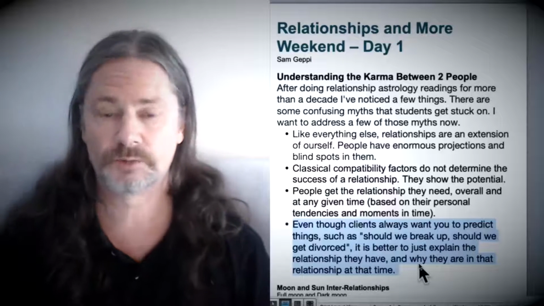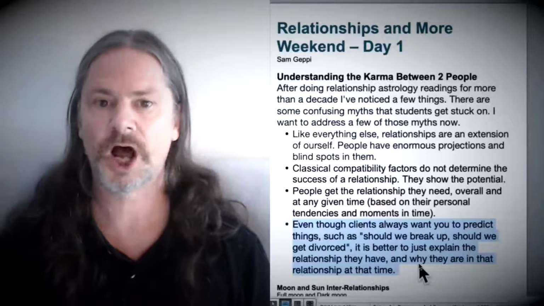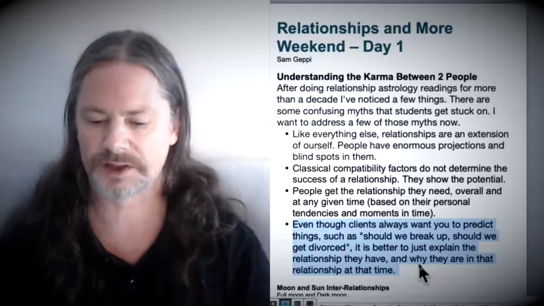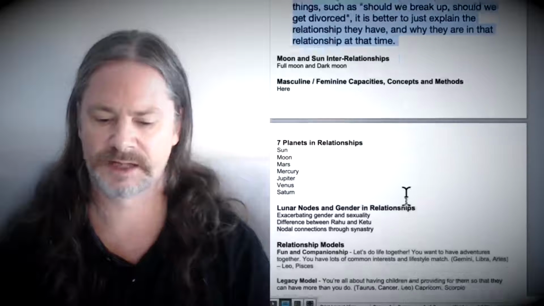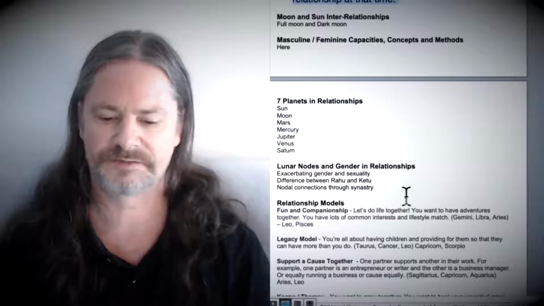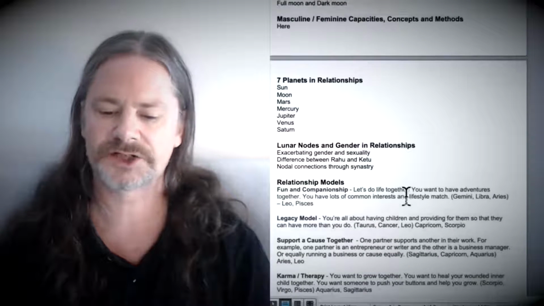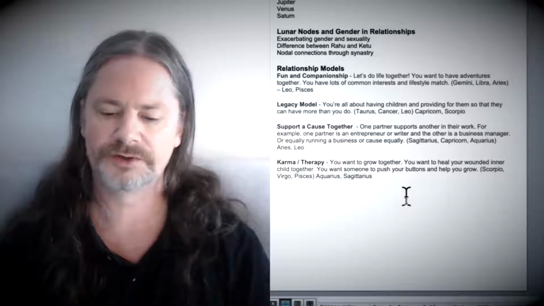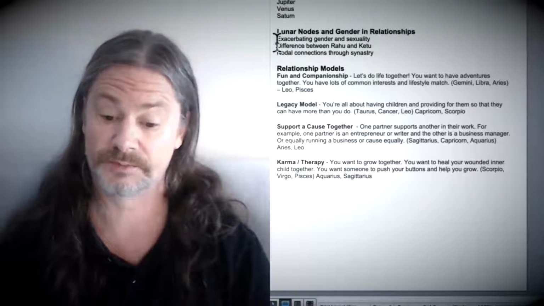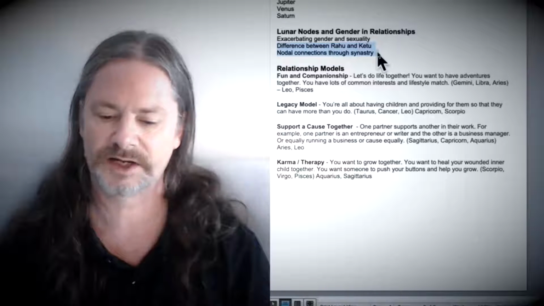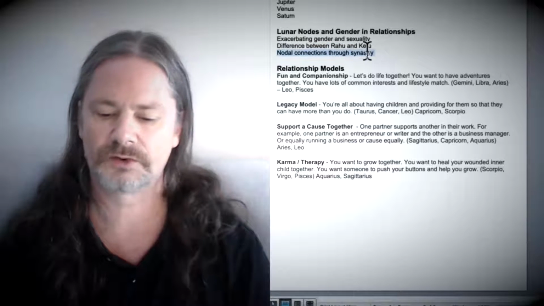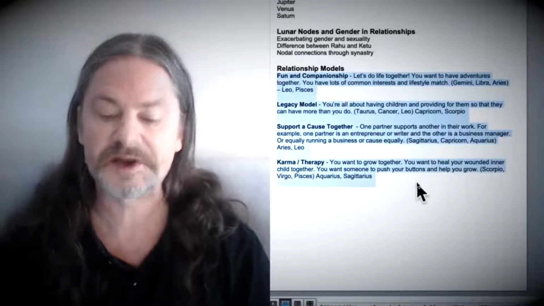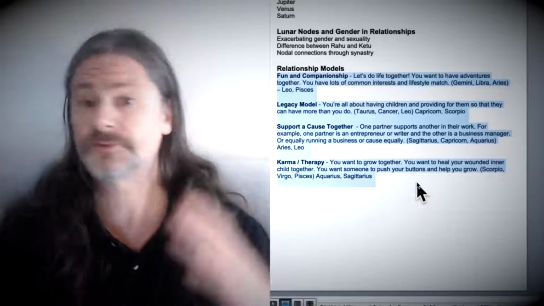So the Relationships and More weekend, these are a lot of the things that I'm going to unravel in great detail, of course. And this is just the first part of the first day. Under that, here's the rest of the manual that I'm finishing right now. Moon and Sun in relationships, masculine, feminine capacities, 7 planets in relationships, lunar nodes and gender in relationships. This is very important. Exacerbating gender and sexuality. Difference between Rahu and Ketu, nodal connections through synastry. Relationship models, very important. Sometimes we're just in different models.